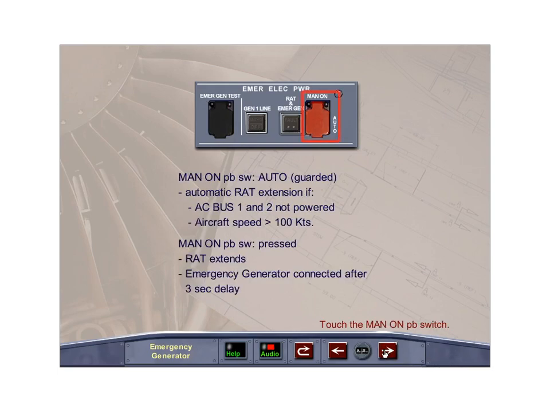The manual on push button switch is normally in its guarded auto position, which allows automatic RAT extension in case of both AC Bus 1 and 2 not being powered and the aircraft speed above 100 knots. The RAT powers the blue hydraulic system, which drives the emergency generator. When the emergency generator parameters are within limits, it is automatically connected to the electrical system. Lifting the guard and pressing the manual on push button switch extends the RAT at any time and connects the emergency generator after a 3-second delay.